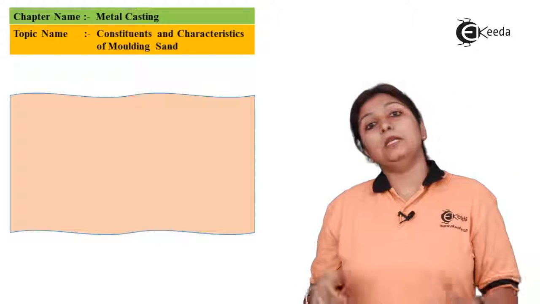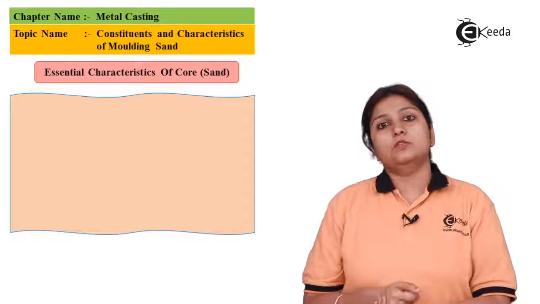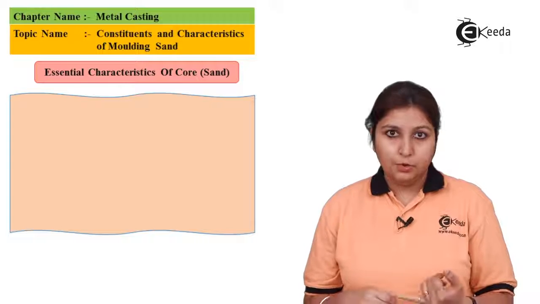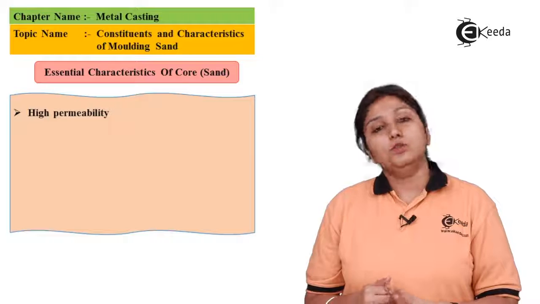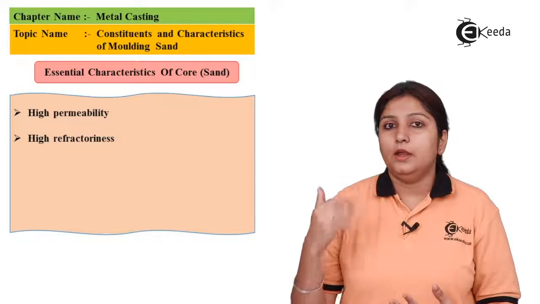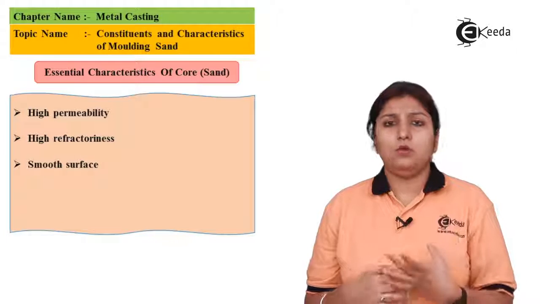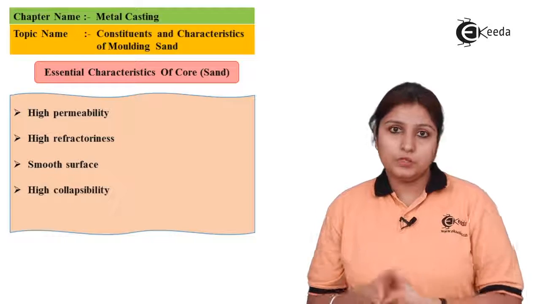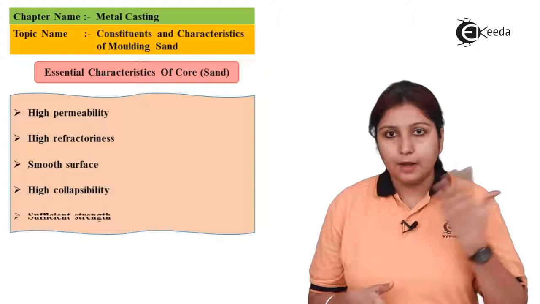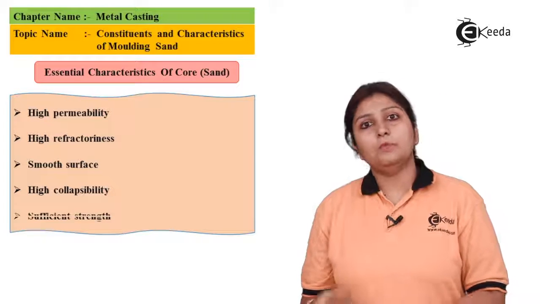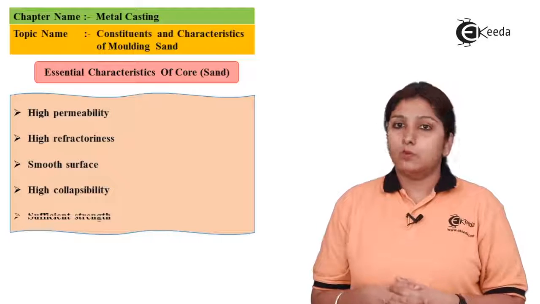Then we'll come to some essential characteristics of your sand. The first is permeability. Your sand should be vented enough to permit the gas to go out. As your molten metal is hot, it comes inside and gets mixed with your sand in small quantity. Basically, liquid doesn't mix, gases mix. So the gases should be permitted to come out and be vented out. In this way, permeability helps the excess air to get vented out into the atmosphere.